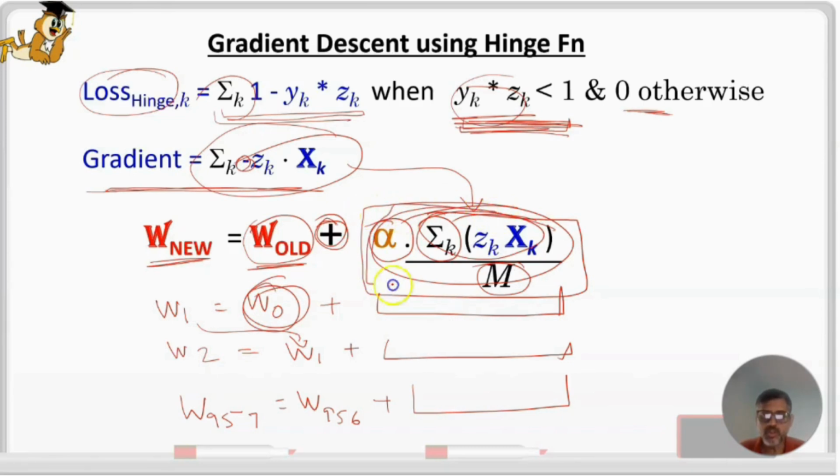Although this term does not explicitly have a W, note that the K points over which this summation happens will change upon your selection of W. So when W changes, the points for which the margin is less than 1 change. Okay, so this summation happens over a different set of points every time as your W changes. So therefore this term is not constant for all iterations. It actually changes depending upon the value of W you're using in that iteration.